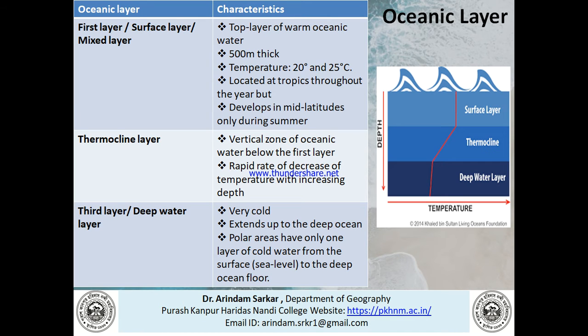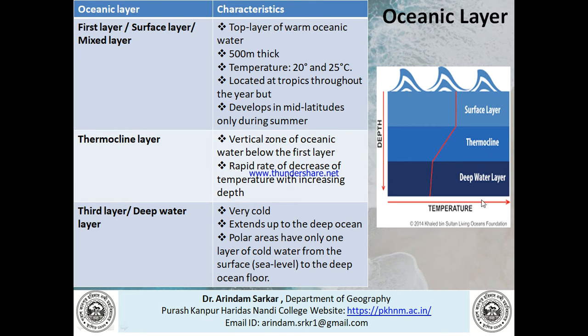Now we need to learn about the ocean layers. If I go through the depth from the surface layer to the bottom layer, we can get three significant layers according to the temperature. One is surface layer, second is thermocline, and third one is deep water layer.